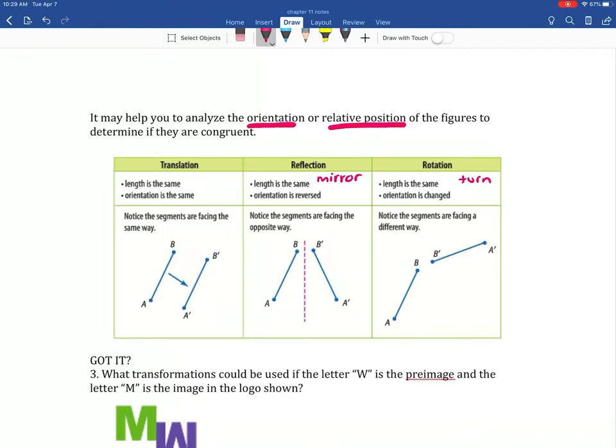So looking back here, A, B going to A prime, B prime, the segments are facing the exact same way. I just moved it down and to the right. In the next one with the reflection, A and B to A prime, B prime, it's now facing the opposite way because it's a mirror image. The last one, A, B, swung around this way to A prime, B prime. Again, the segments are the same exact length, but they are facing a different way because it's turned.